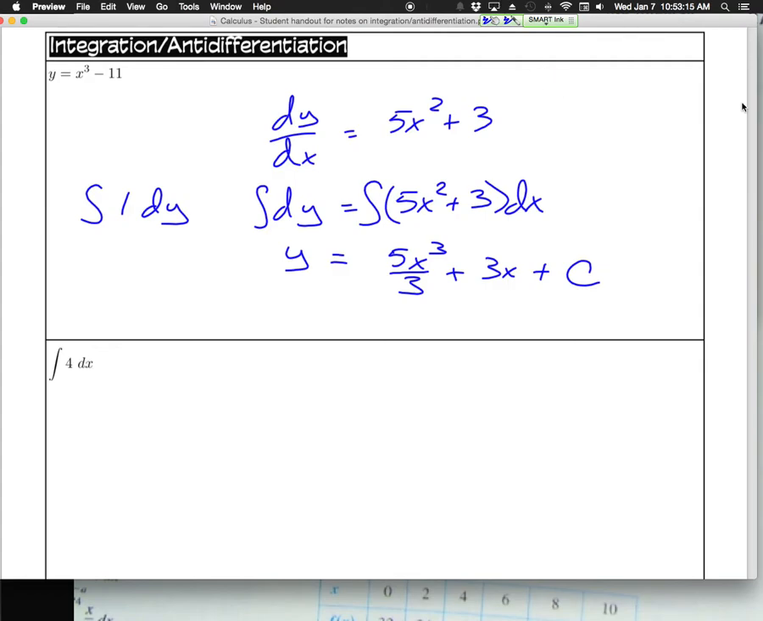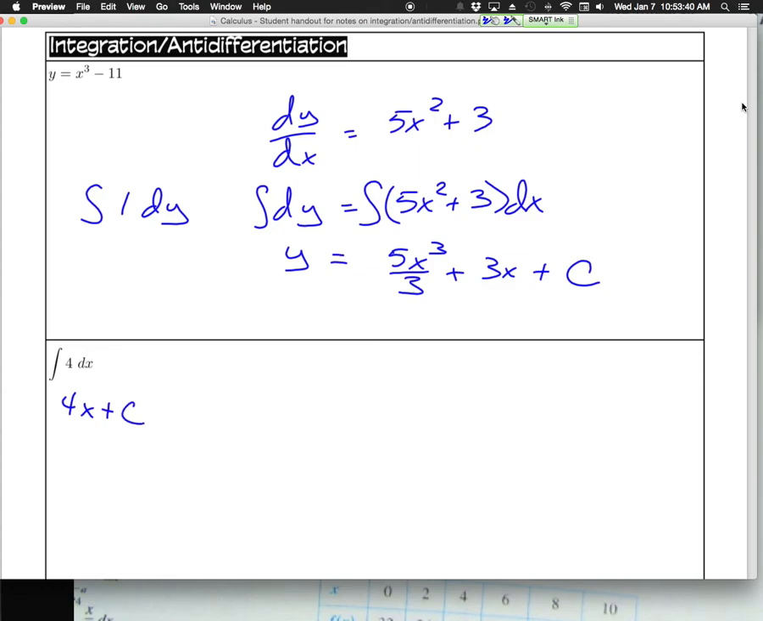Alright, so this next one. I want to integrate 4 dx. Should be very easy for us. Brock, what do we get for the integral of 4 dx? What do we do with this 3? Yes, so that's going to give me 4x plus c.